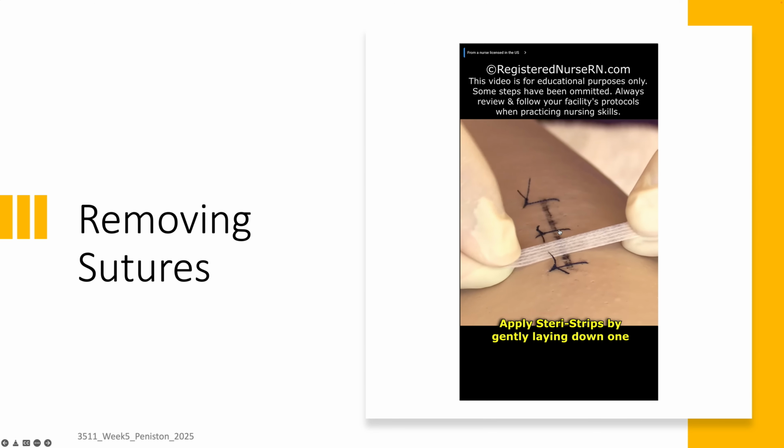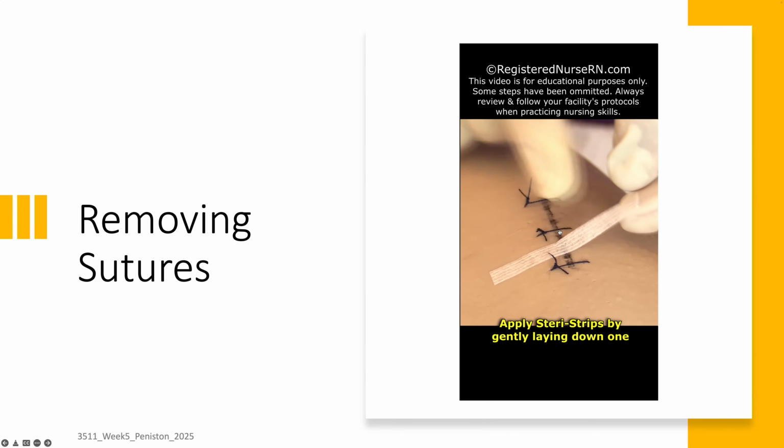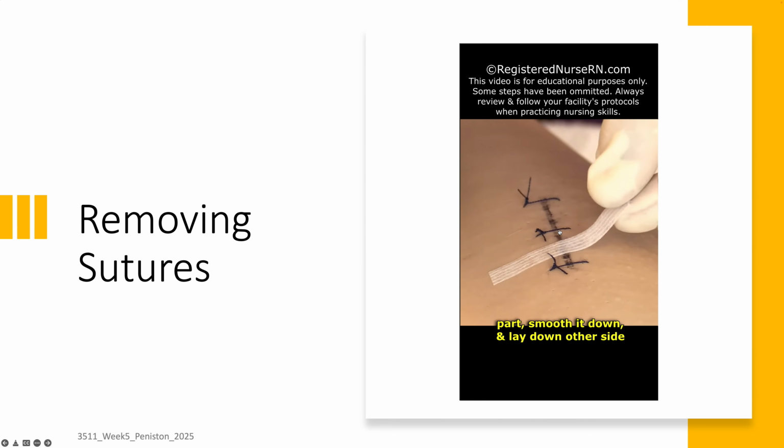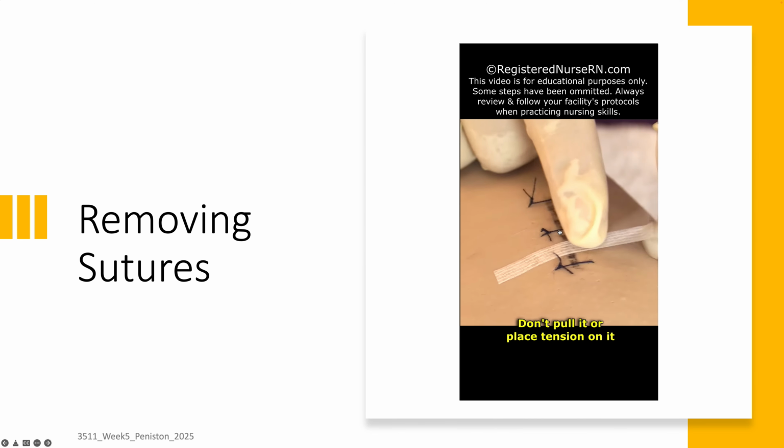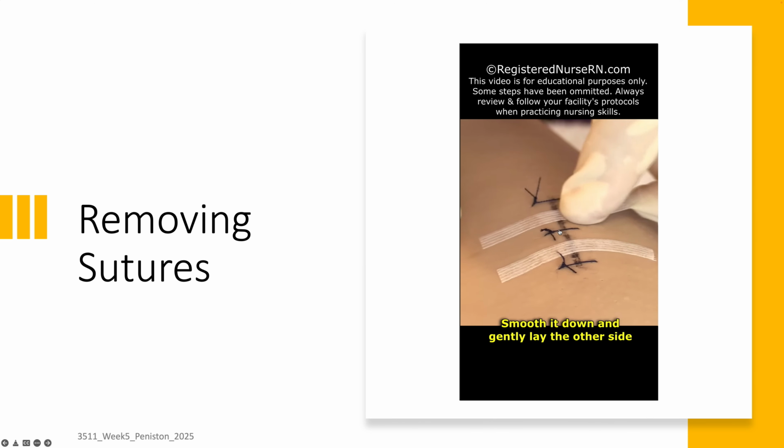Whenever you're applying steri strips, you want to gently lay down one part of it, smooth it down, and then gently lay down the other side. Don't pull it to create tension. Smooth it down and then gently lay on the other side.